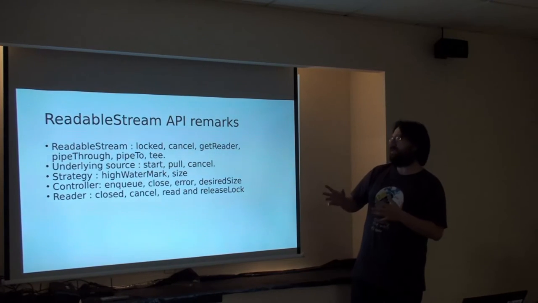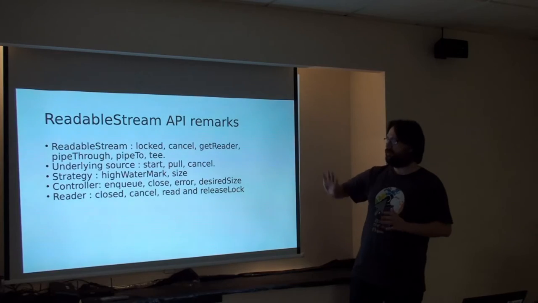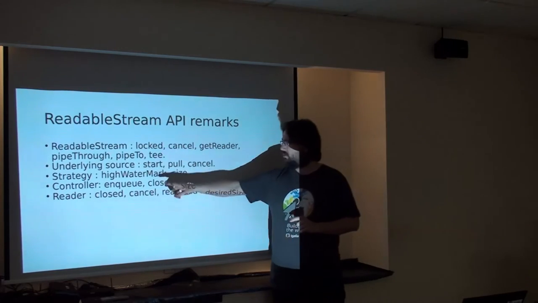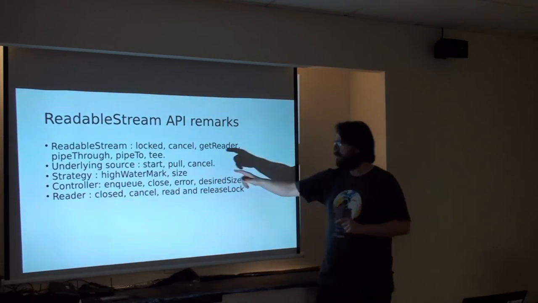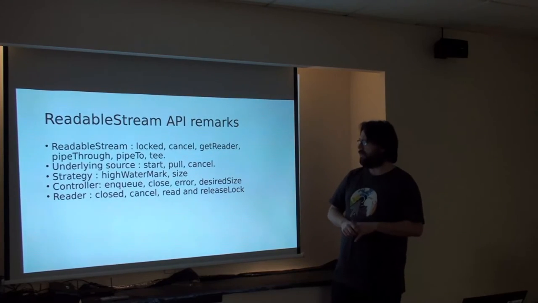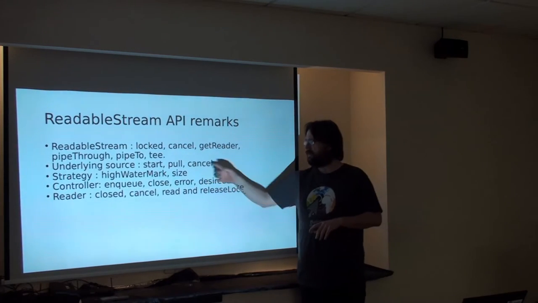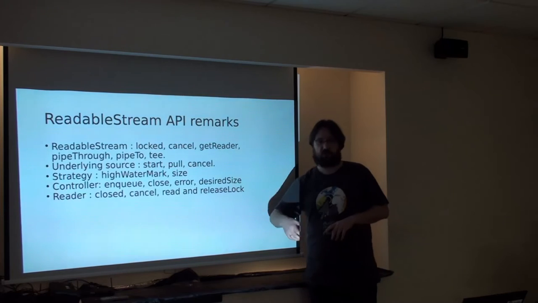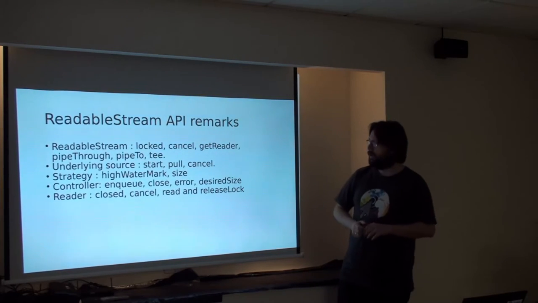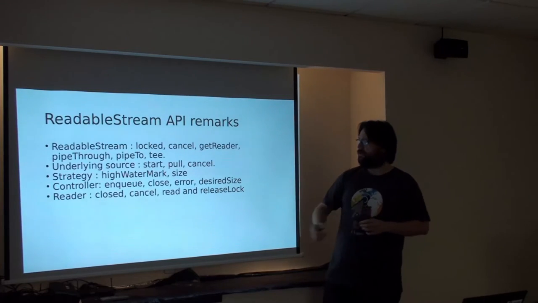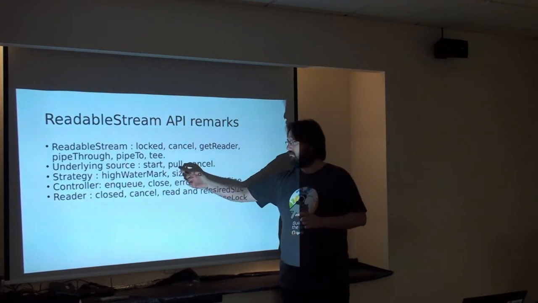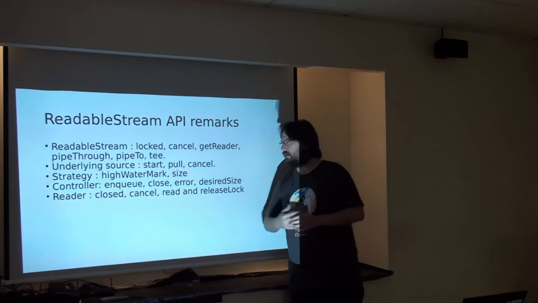So you construct a readable stream and you pass it the underlying source. It needs to have these three methods: the start, pull, and the cancel. The cancel method takes a reason, a cancellation that is going to be returned to the users of the stream. And then you also have the start and the pull, which are the most important ones.